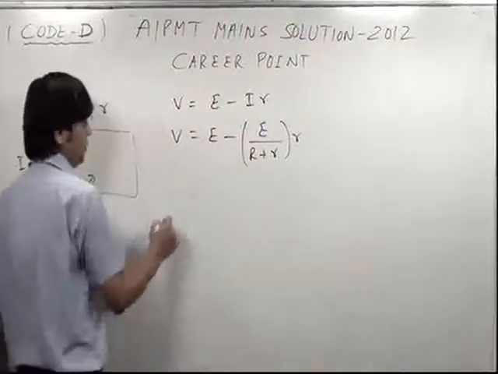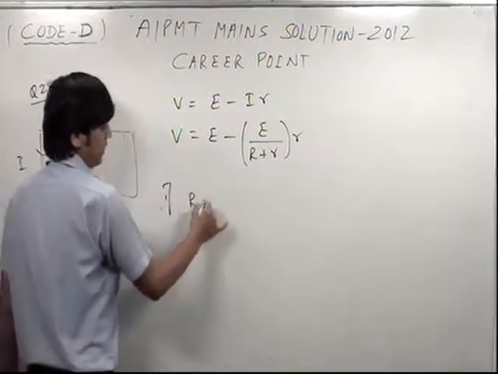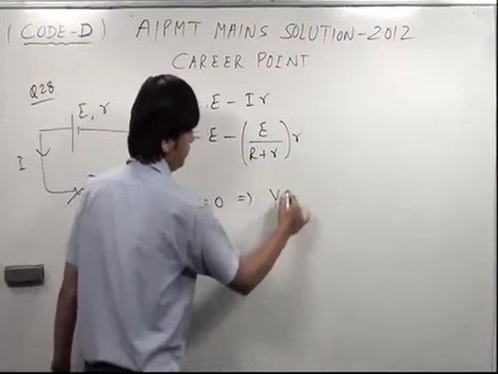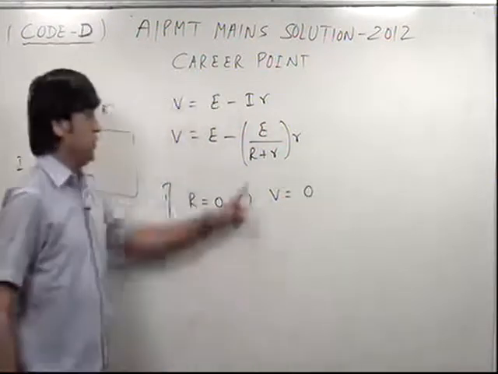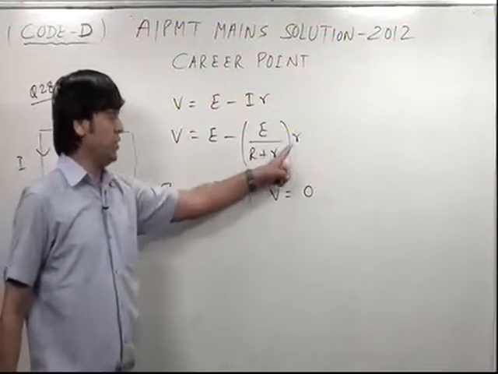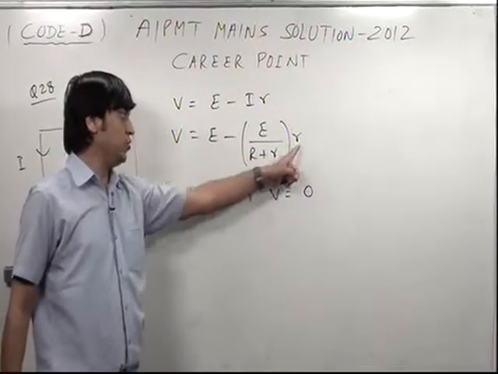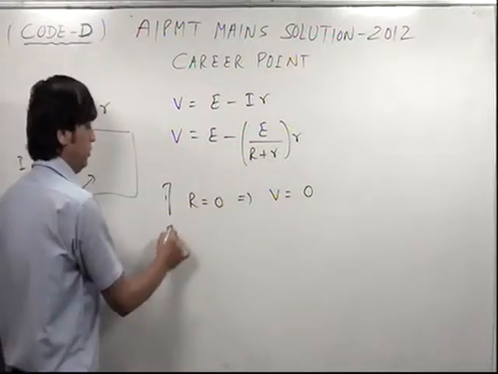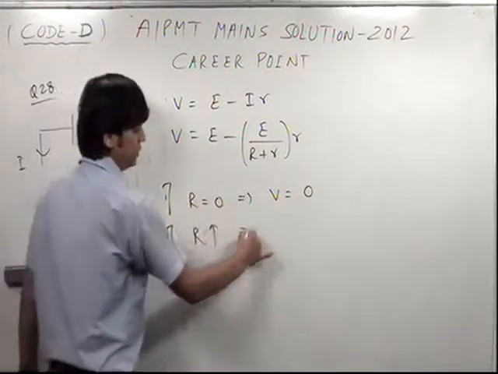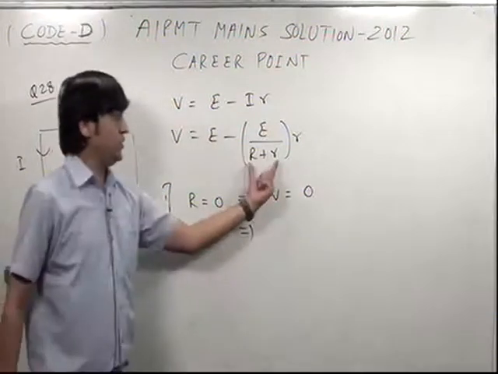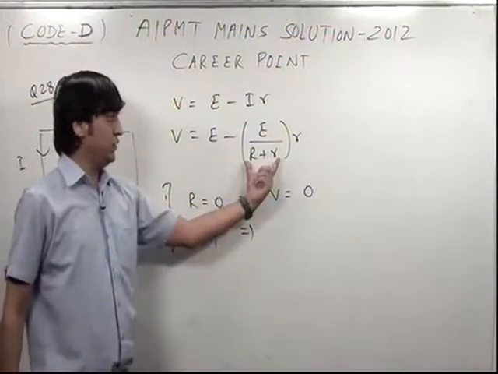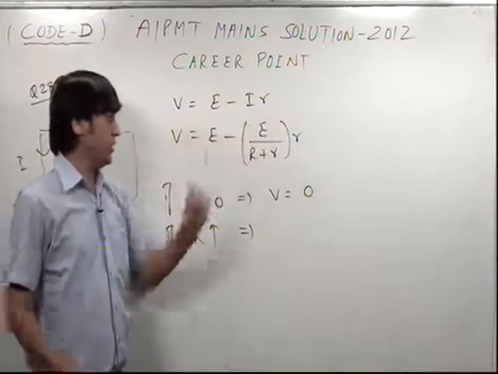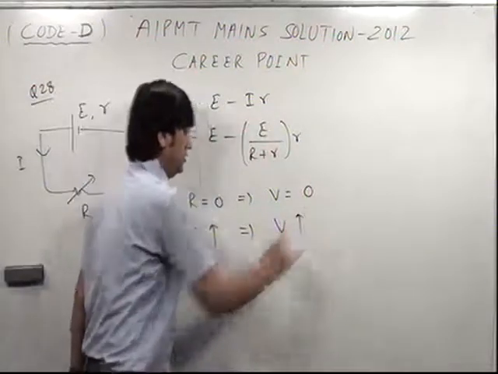Very easy. First of all, if capital R is 0, then according to this equation, V is going to be 0. Capital R is 0, here it will be r, small r will cancel this small r, and finally we are getting capital V as 0. According to this equation, if capital R is increased, this figure will increase and this complete figure will decrease. So overall this capital V will increase.